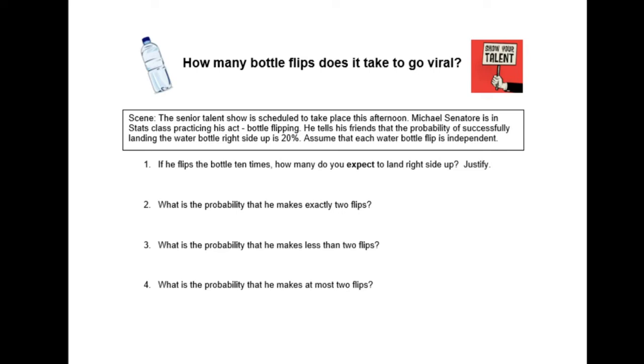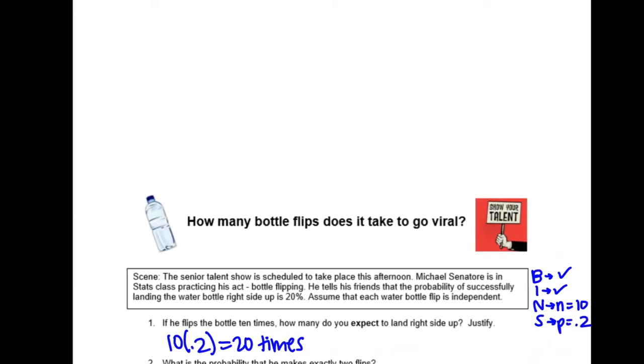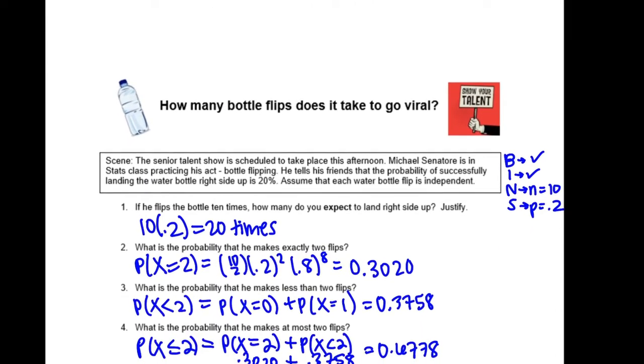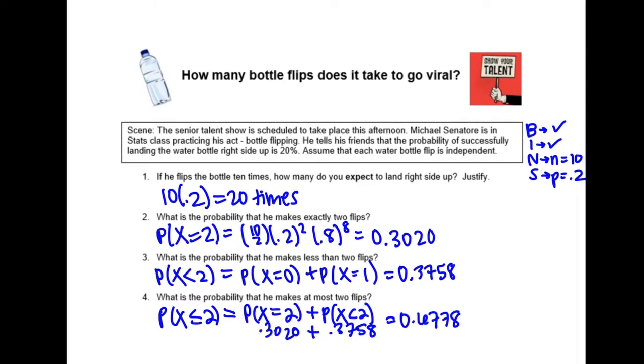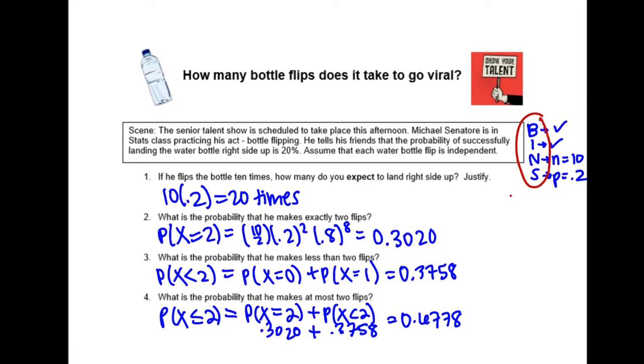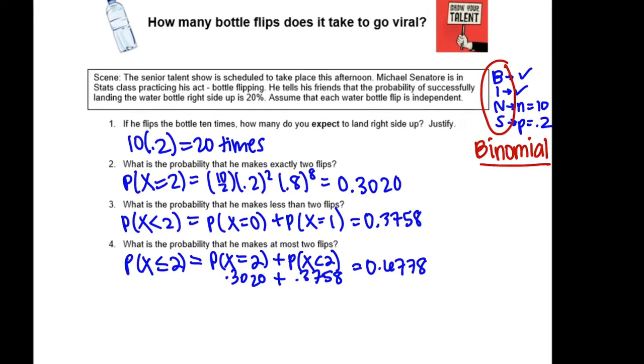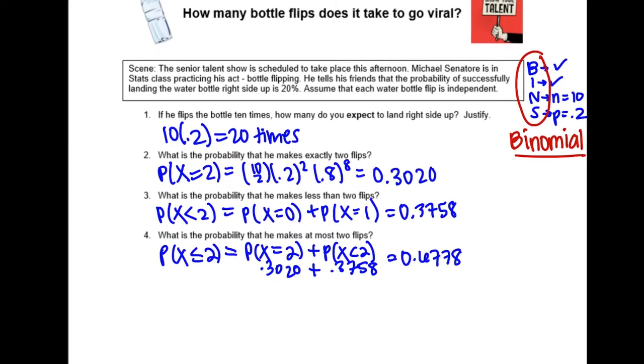Okay, so if you were here, then you've already done these. Questions 1 through 4 are all binomial. So remember to check this when it's binomial, so that you can use binomial calculations. And then the formula that we were using, just as a reminder, is P of x equals x, and then we have n choose x, p to the x times 1 minus p to the n minus x.